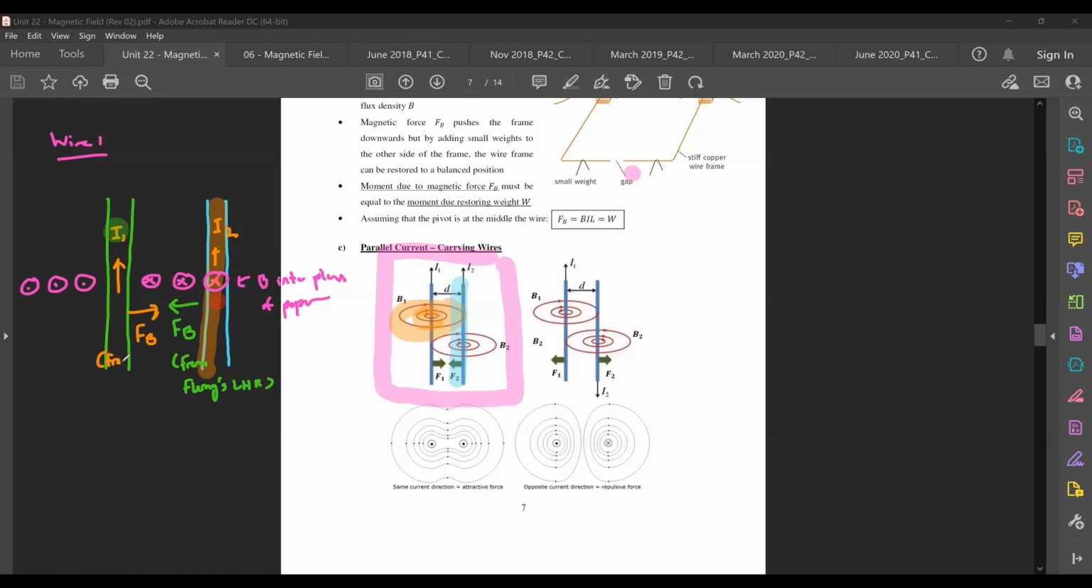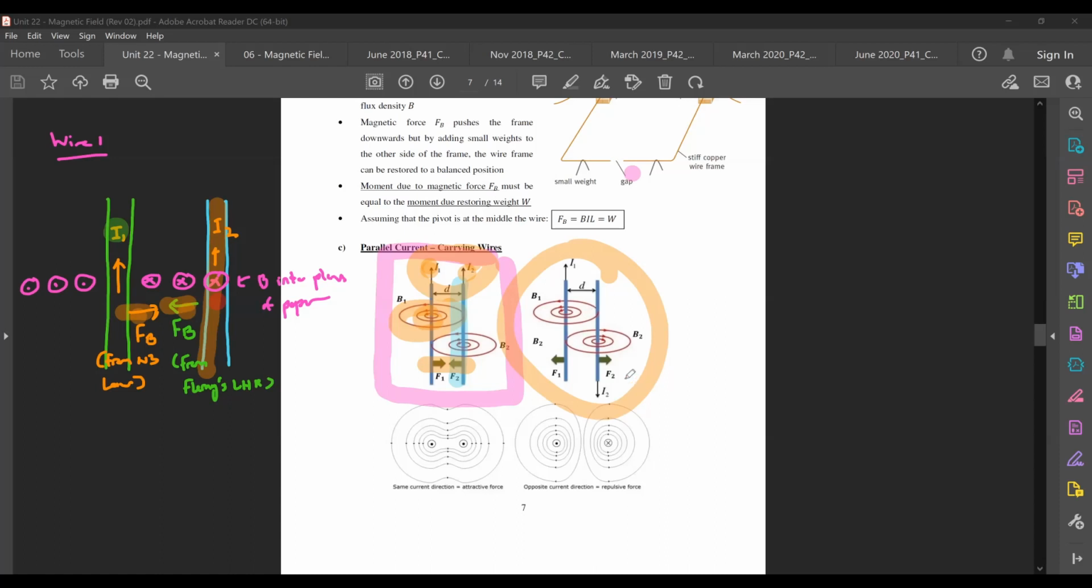This one is from Newton's third law. Okay, so that's why you see here, your force is like this. That's why we could say that for a case where the currents are acting in the same direction, your magnetic forces are attractive.